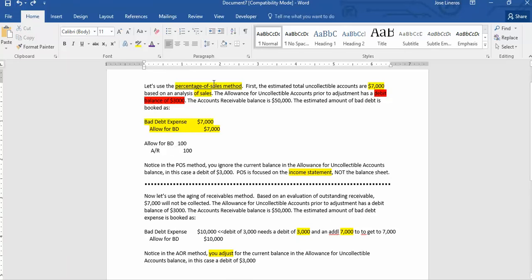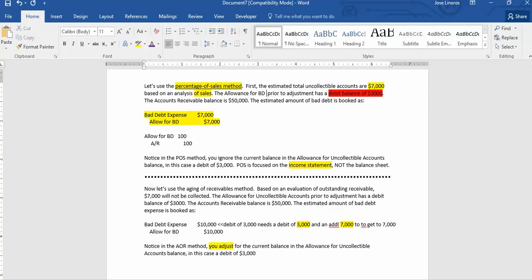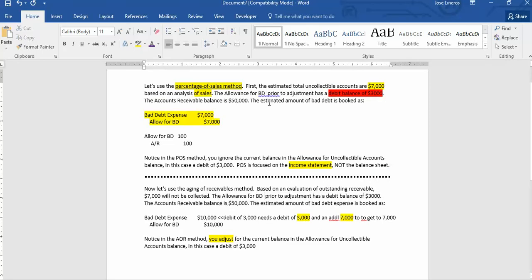So that's the percentage of sales method, kind of the easy way. You notice you completely ignore what's sitting on the books already for allowance for bad debt. Let's call this bad debt so we don't have confusion. And we'll call this allowance for bad debt. But it also has the other name, uncollectible accounts.